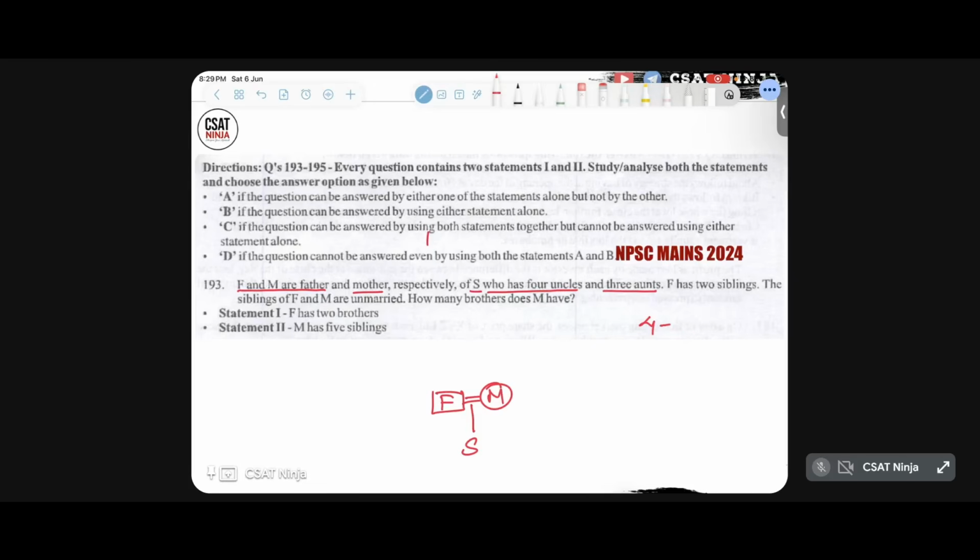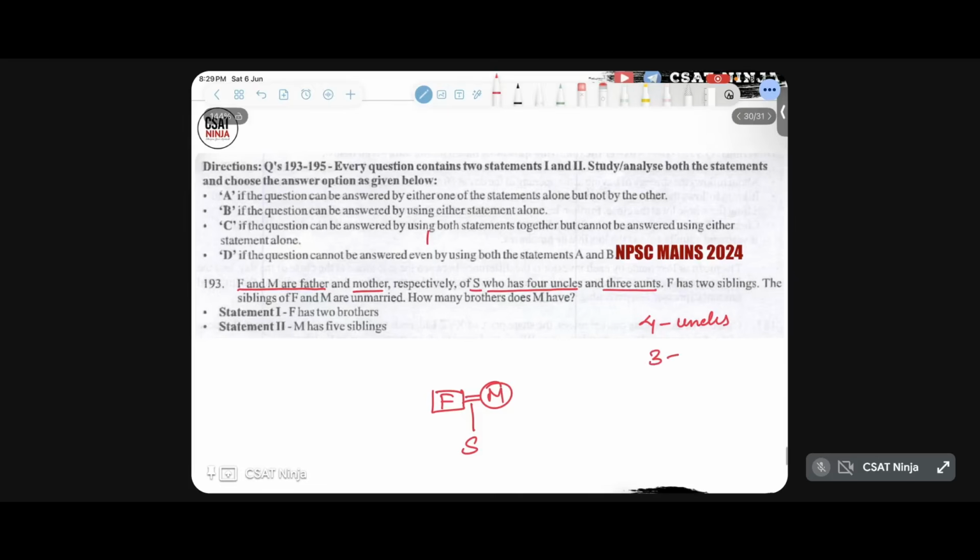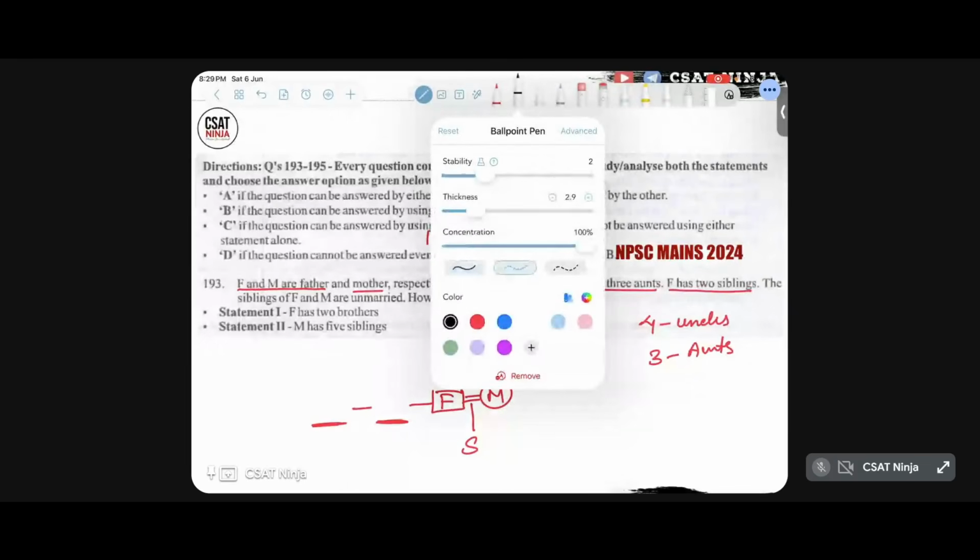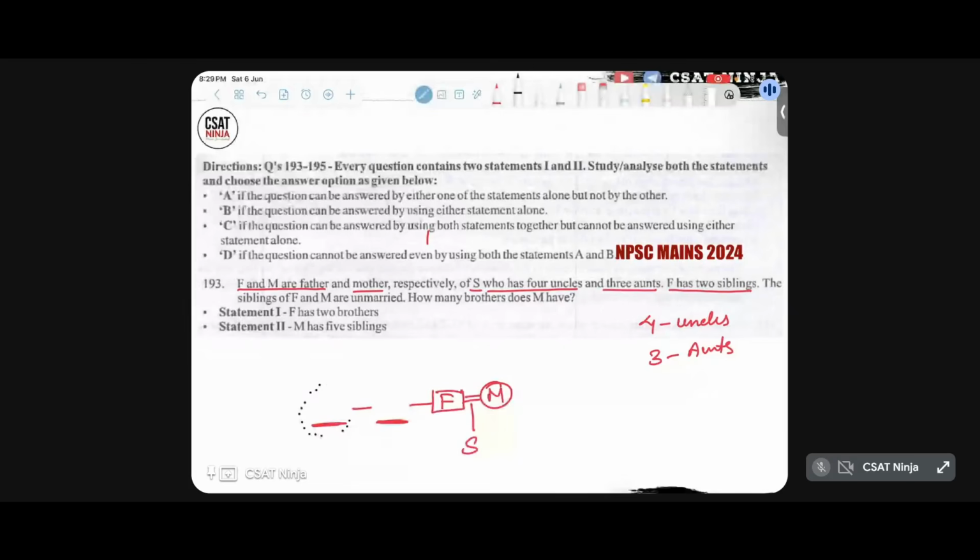and 3 aunts. This is the key word there. F has 2 siblings. That means F has 2 siblings. We don't know whether it is male or female, but F has 2 siblings. I'm just keeping a dash there, or can we use a dotted line? We don't know this one. We don't know this one. F has 2 siblings. And next, the siblings of F and M are unmarried. That means none of them are married yet.